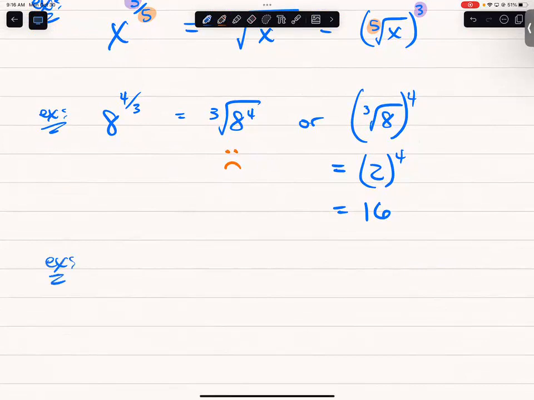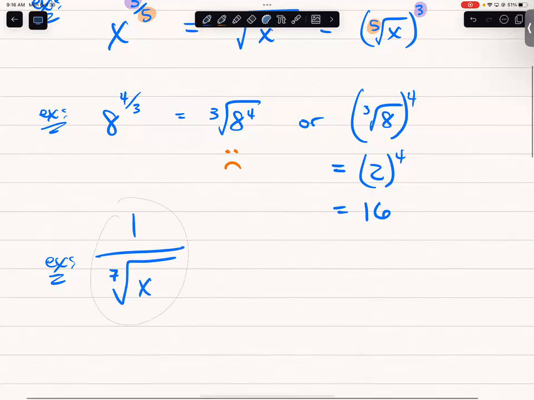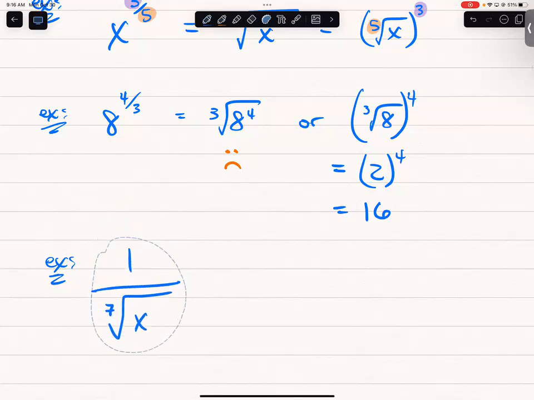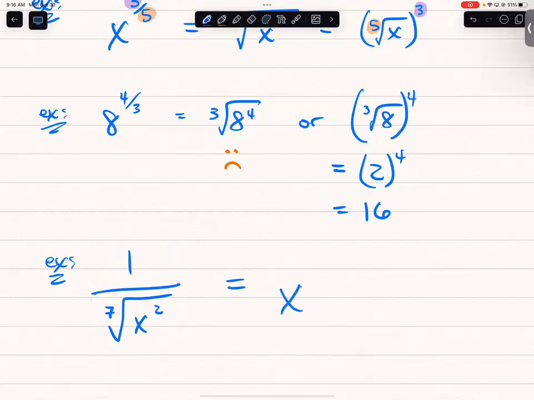So one more maybe. How would I write that as a power of x?